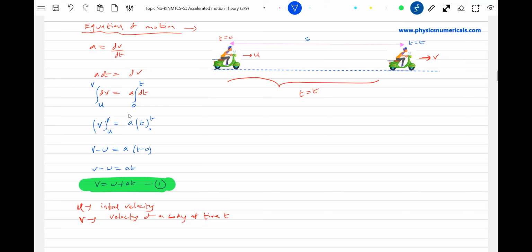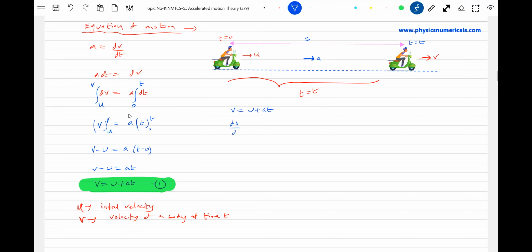Okay, so at time t equals 0, the object is here. After some time t, it will cover some distance, and the acceleration is in this direction. Definitely the velocity v is greater than u. You can see it's describing accelerated motion. I'm interested now in the distance, so I'm going to take help of the same equation, v equal to u plus at.